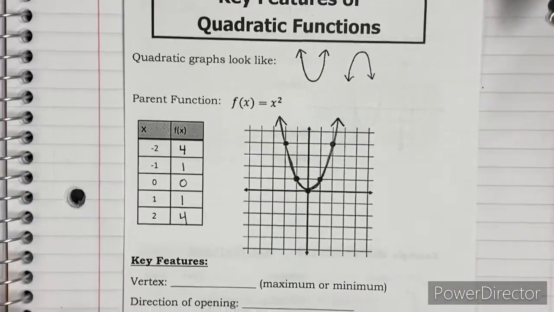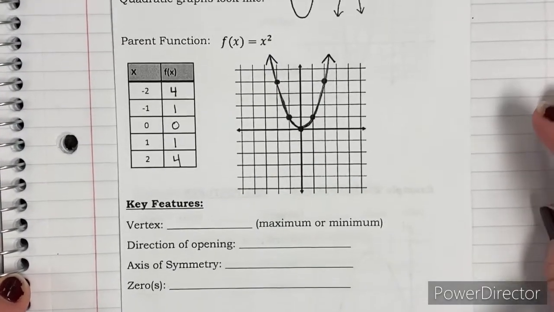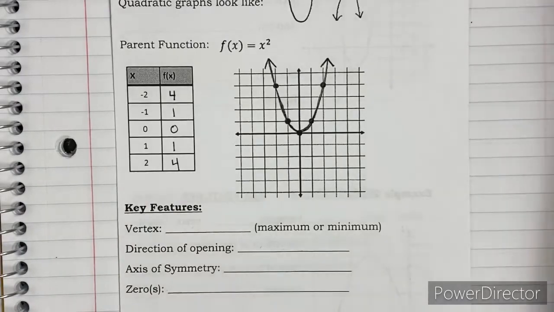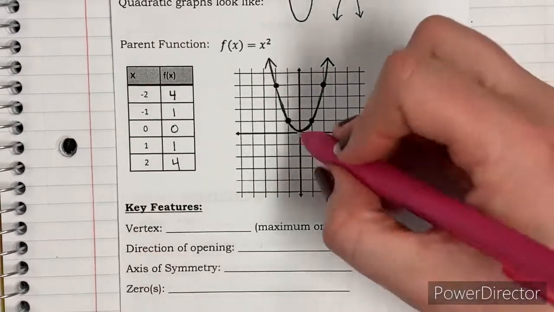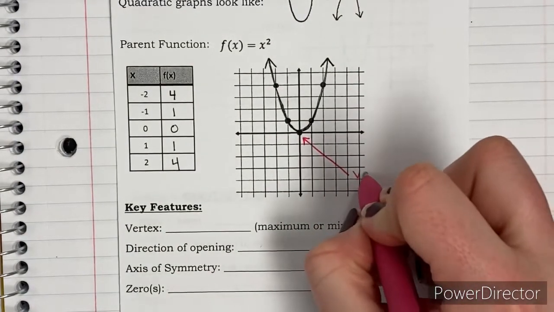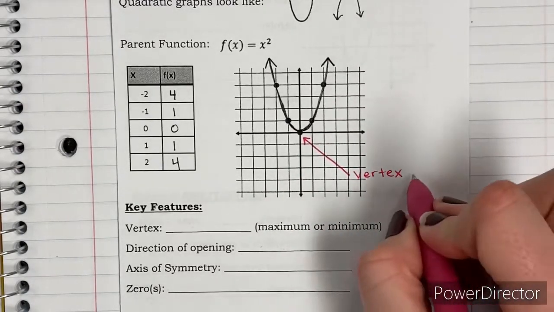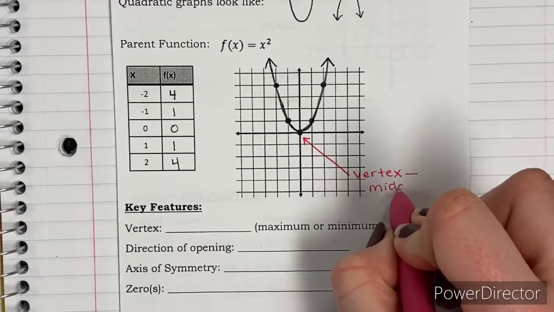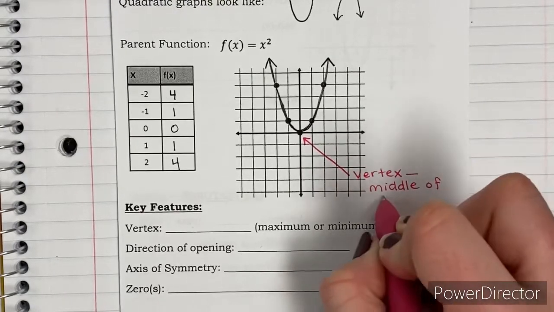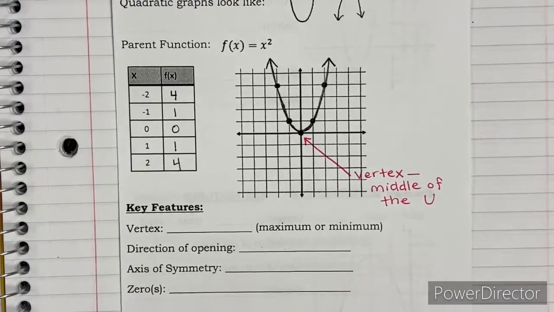Now what I want to do with you guys is talk about the key features of this graph. The very first one, and it's always the most important point on a graph like this, is the vertex. In your notes, make a little note that this is your vertex. It's the very middle of the graph. We can put middle of the U. Or it could be upside down. Just remember, it's still the middle of the U.